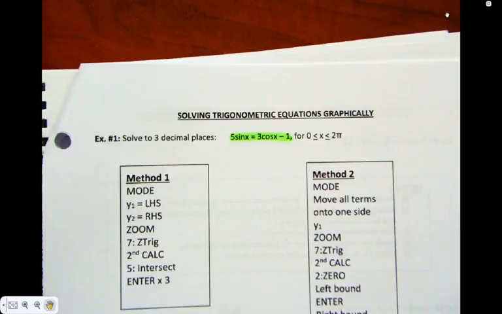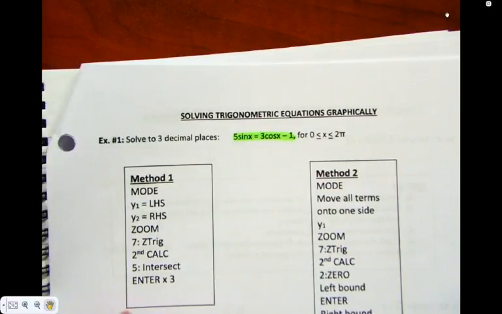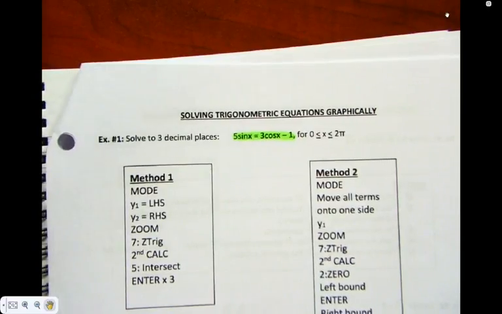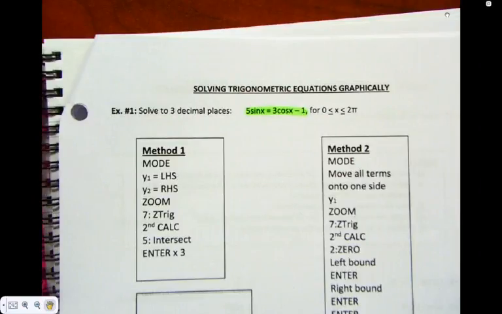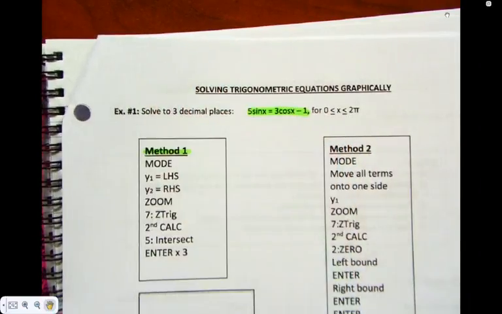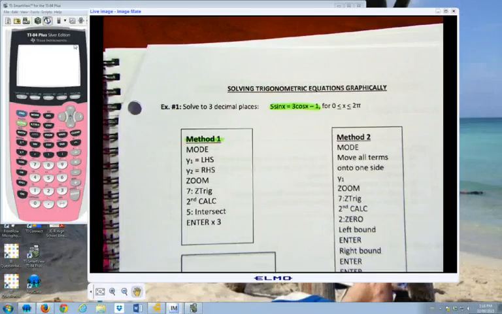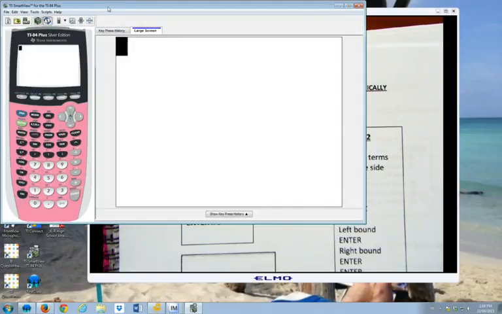Again, I'm going to show you method 1. If you like it, then completely ignore method 2. If you hate it, then come over to method 2. You don't need to know both. You get to pick and choose whichever one you like better. Method number 1 I call left-hand side, right-hand side. Method 2 I call all on one side. So let me flip to my calculator. Yes, it's pink on here too.